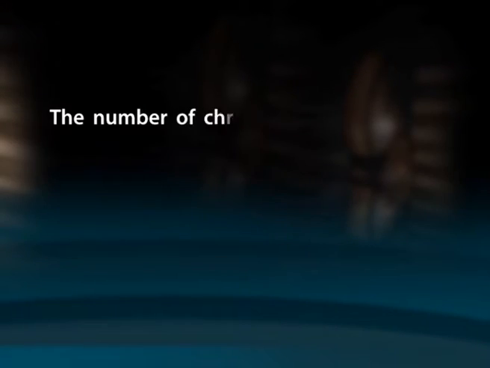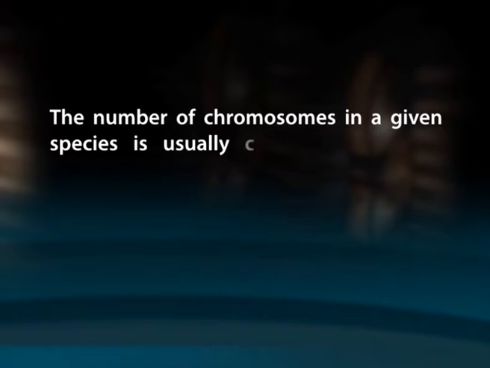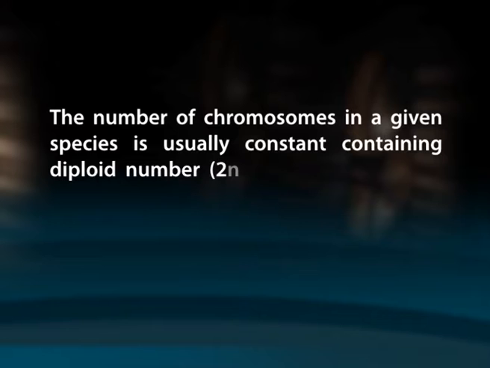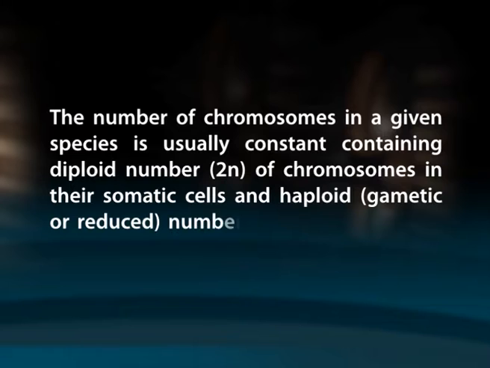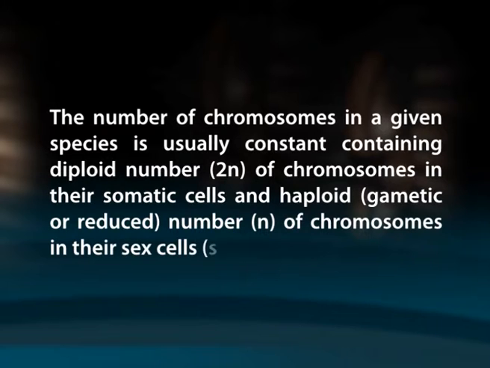The morphology of chromosomes can be best studied at the metaphase or anaphase of mitosis, when they are present as definite organelles, being most condensed or coiled. Number. The number of chromosomes in a given species is usually constant, containing the diploid number, that is 2n, in their somatic cells and the haploid number, that is n, in their sex cells, which are the sperms and ova. The number of chromosomes varies from 1 to several hundred among different species.